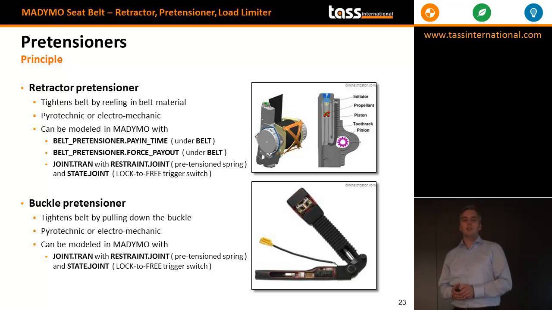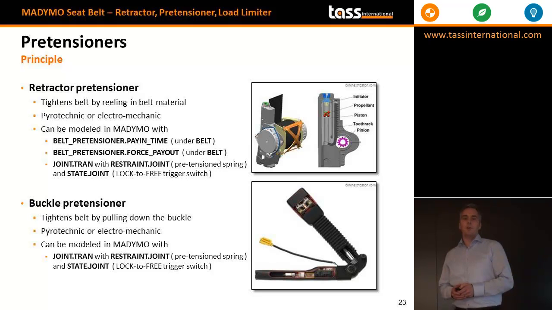Next, we will discuss pretensioners. You have basically two types of pretensioners: the retractor pretensioner and the buckle pretensioner. The idea is the same, that the pretensioner tightens the belt by reeling in belt material. Pretensioners can be pyrotechnic in nature or electromechanic. Mostly you see electromechanic also in the pre-crash phase, whereas pyrotechnic pretensioners are irreversible and are mostly used only in the in-crash phase.